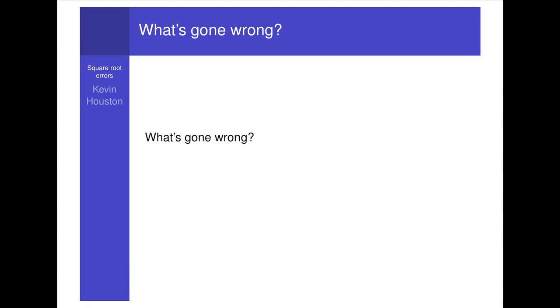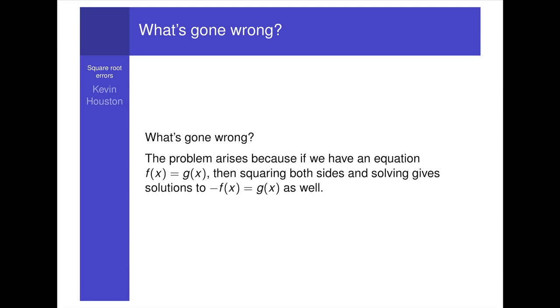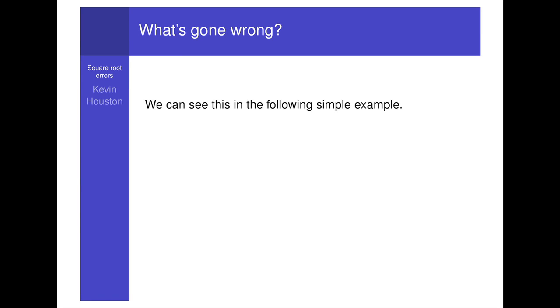What's gone wrong? The problem arises because if we have an equation f of x equals g of x, then squaring both sides and solving gives solutions to minus f of x equals g of x as well, since the minus will disappear when we square. We can see this in the following simple example.